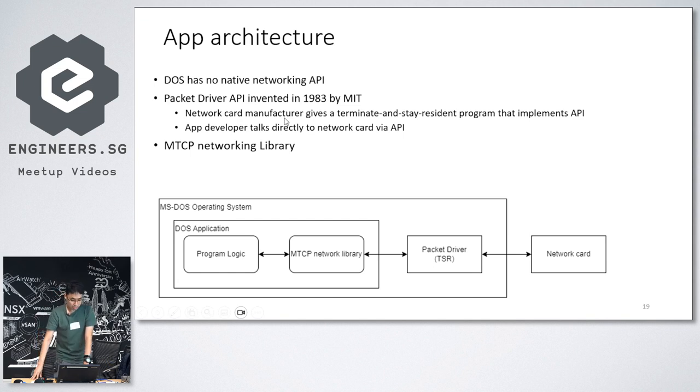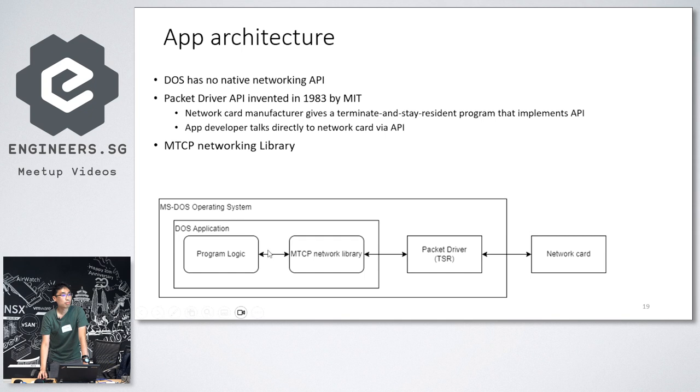The packet driver API was invented by MIT in 1983. How it works is that to use this API, a network card manufacturer needs to make this driver for you. Once this driver is started, it will become something called a terminate and stay resident program. This is actually a DOS technical term, a program that launches and stays in the background.